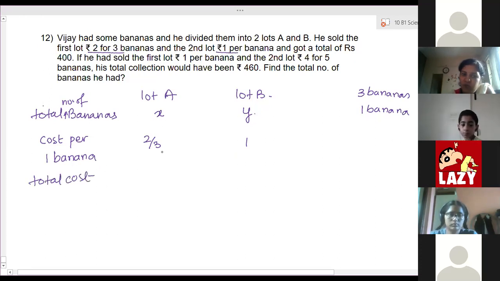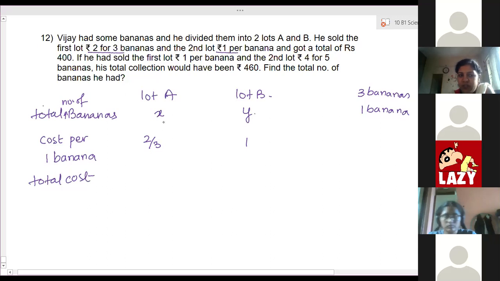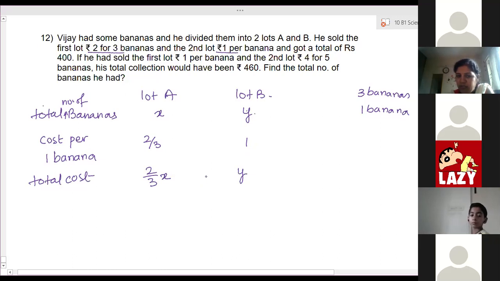So what is the total cost? X bananas are sold, 1 banana is 2 by 3, so X bananas will be 2 by 3x. Y bananas, per banana cost is 1, so Y into 1 is Y. This is the total cost he got for lot A and this for lot B. So total cost is 2 by 3x plus Y is equal to 400 he got. Clear?